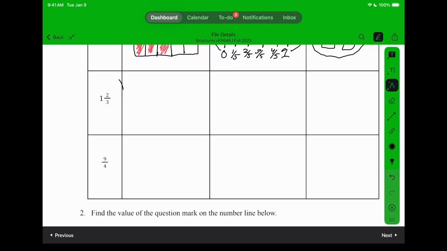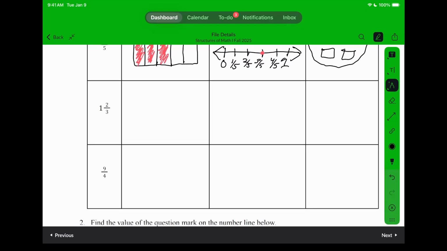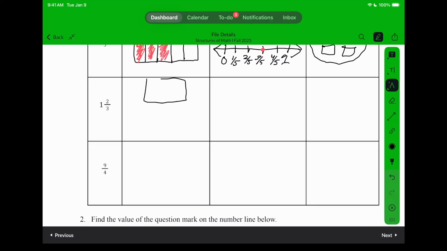Next one is a mixed number. We have 1 and 2/3. So our area model is going to look a little different. We have to draw 2 separate wholes, and we can split them both into thirds. And then when we go to shade, we have to shade this whole thing, like this is 1, and then 2/3 of this one.